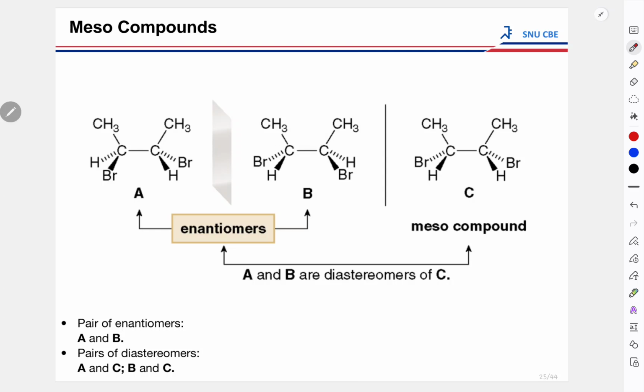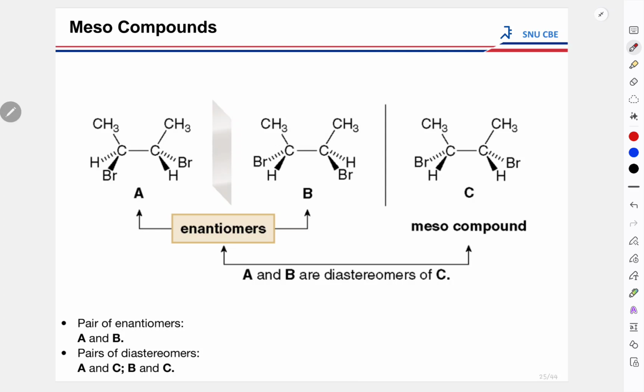Okay, so we discussed the meso compound. The compound C, the species we discussed in the previous slide and in this slide too, has a plane of symmetry. 대칭면이 있다는 얘기입니다. There is a plane of symmetry within the configuration, and if that is the case, the molecule becomes achiral.